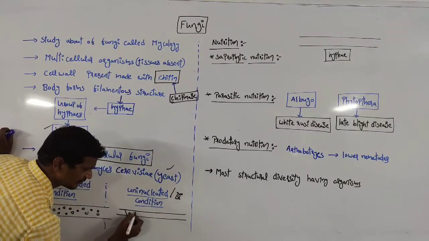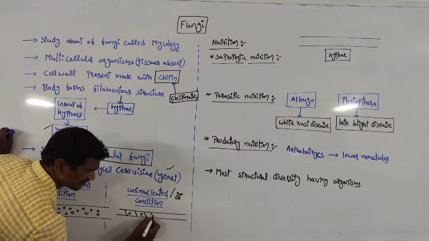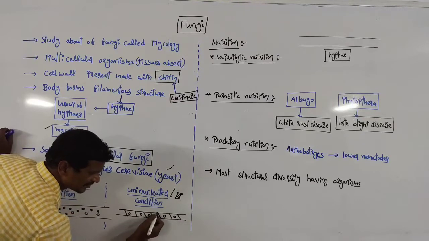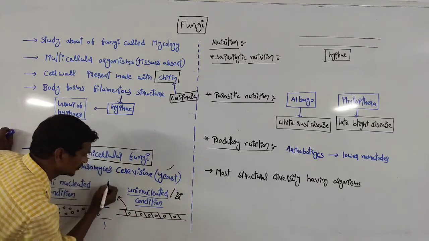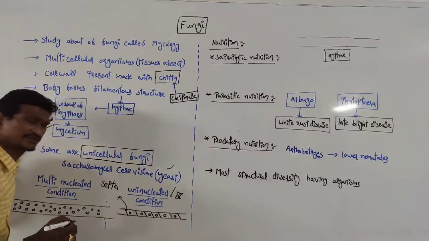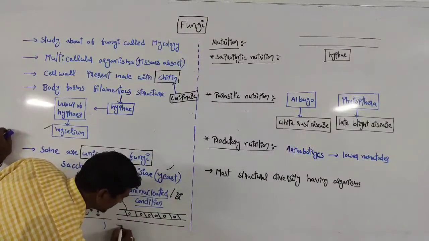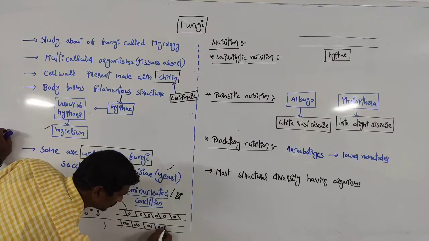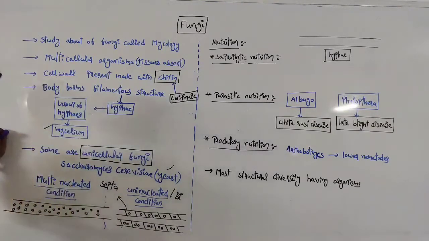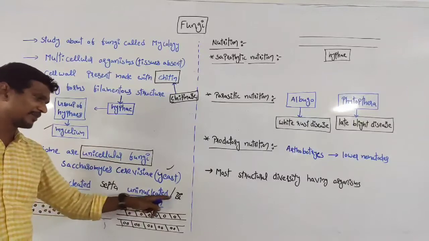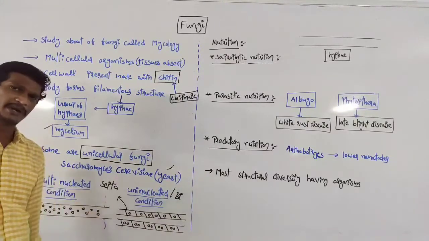Septa are formed. These are nothing but cross walls. So many nuclei are present, but the nuclei are separated by the septa. The septa are involved in the separation of nuclei. In certain cases one nucleus is separated, in certain cases two nuclei are separated. So single nucleus separation is uninucleated, and two nuclei separation is called binucleated, where bi means two.